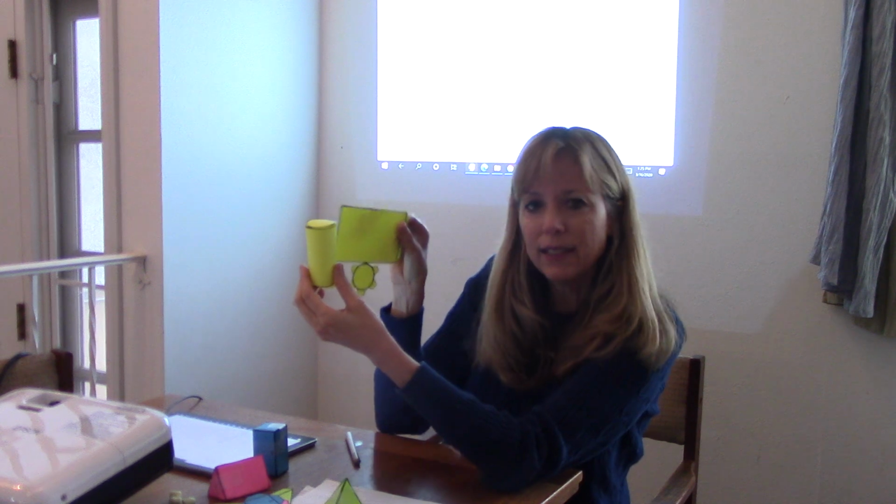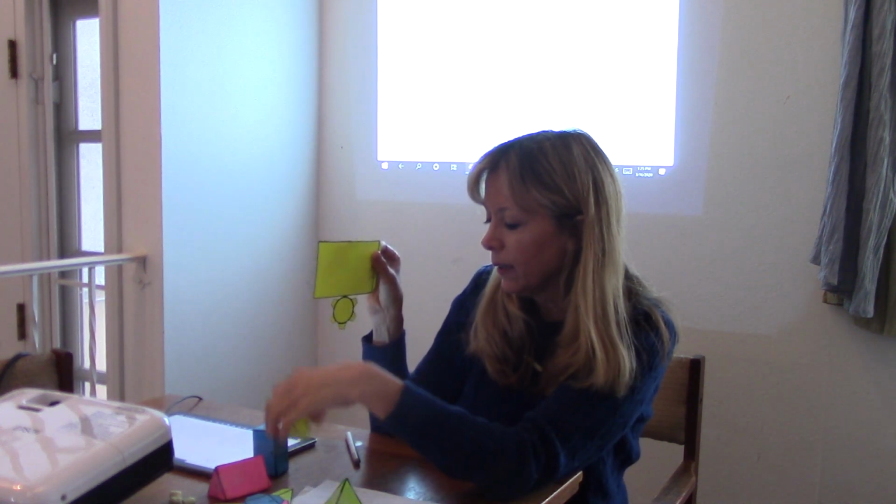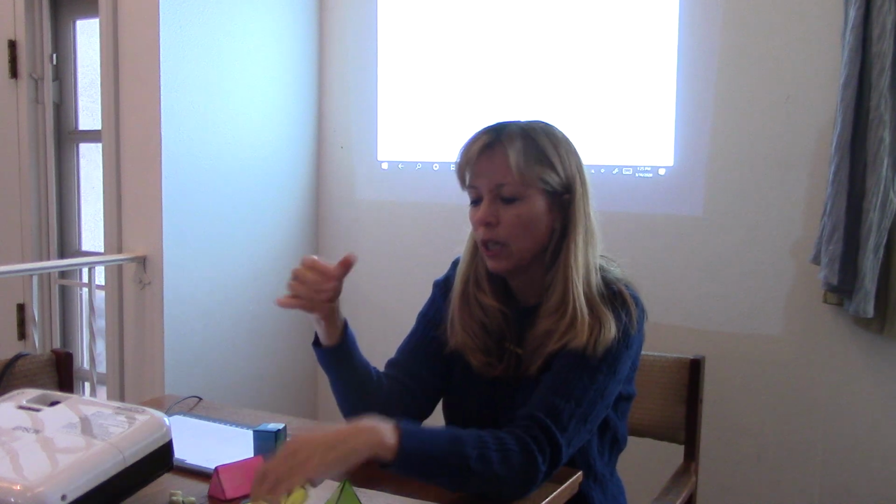So we did these shapes because they're fun, but also cutting them out and looking at them visually shows you what you need to do.